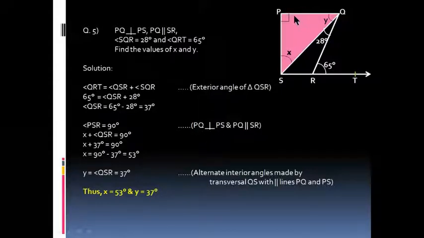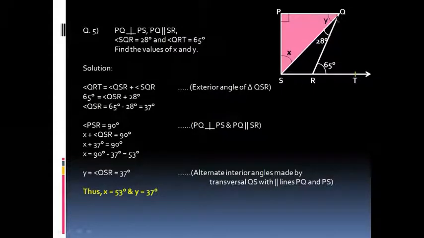Reason, PQ is perpendicular to PS and PQ is parallel to SR. So if this angle is 90, this becomes 90 degrees. So now substitute the values. This is X and this one we have just found out as 37 degrees. So X plus 37 degrees is equal to 90 degrees. Then bring 37 to the other side. It becomes negative. So X is equal to 90 degrees minus 37 degrees, which is equal to 53 degrees. So we have found out the value of X, which is equal to 53 degrees.